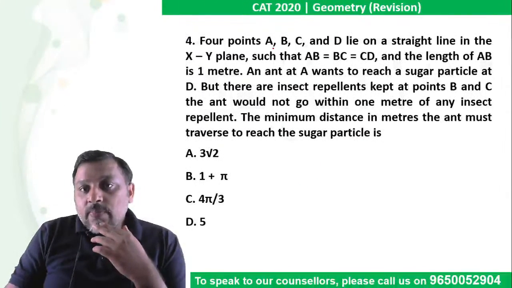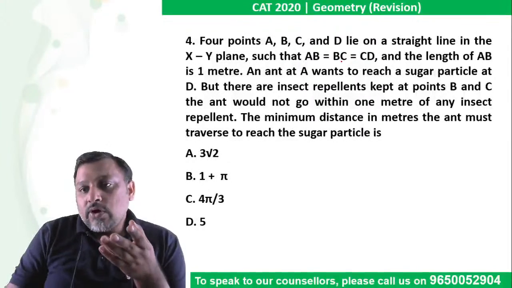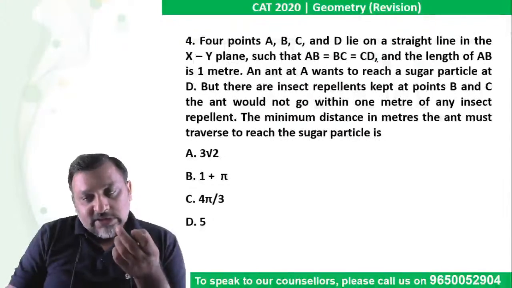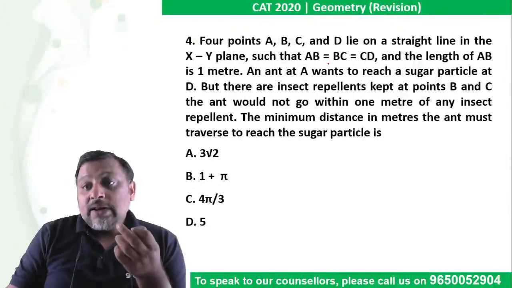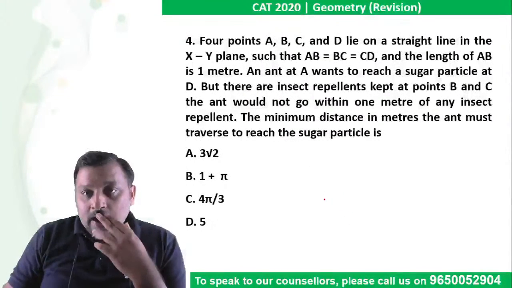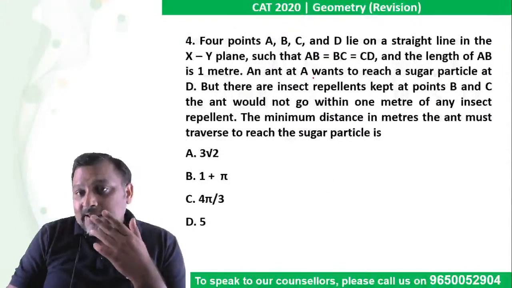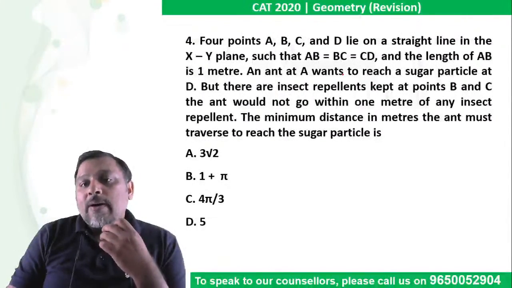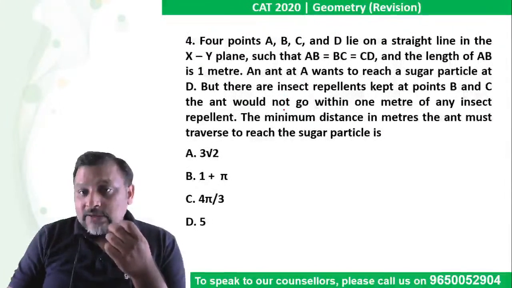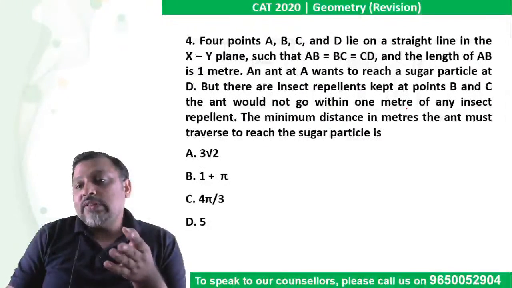See, it is given 4 points lie on a straight line and the distance between the points is given. AB is equal to BC and is equal to CD. The length of AB is 1 meter. And an ant at A wants to reach a sugar particle at D. And this is the constraint given. There is an insect repellent kept at point B and C, and the ant should not go within 1 meter.